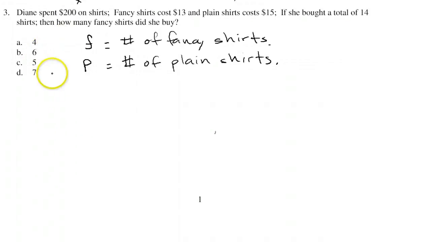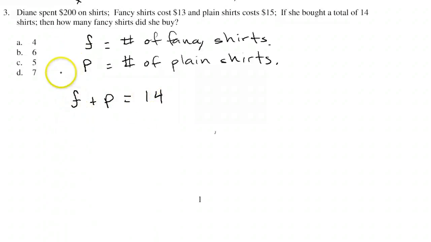What we're going to do is write two separate equations. One is the how many equation. We don't know how many fancy shirts or how many plain shirts we have, but we know a total of 14 shirts. So if I add fancy and plain together, that's equal to 14. So that's how many shirts we have total.